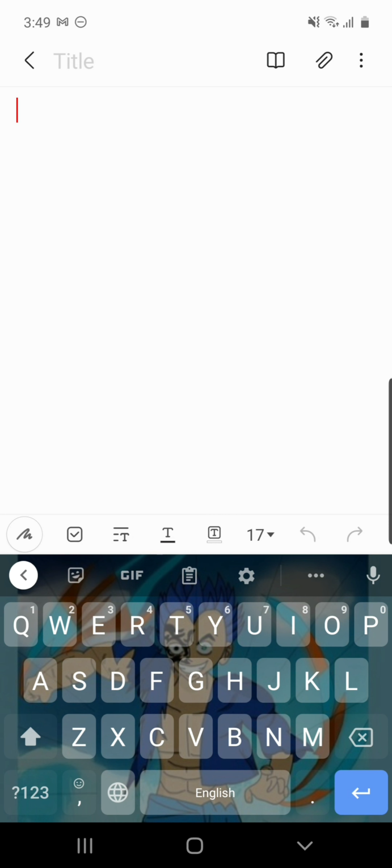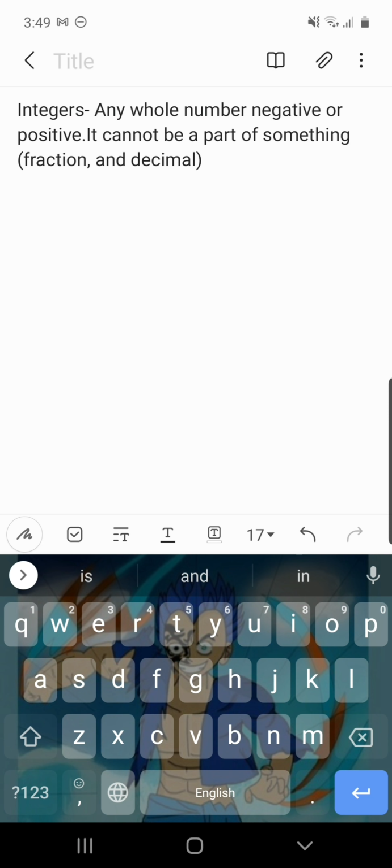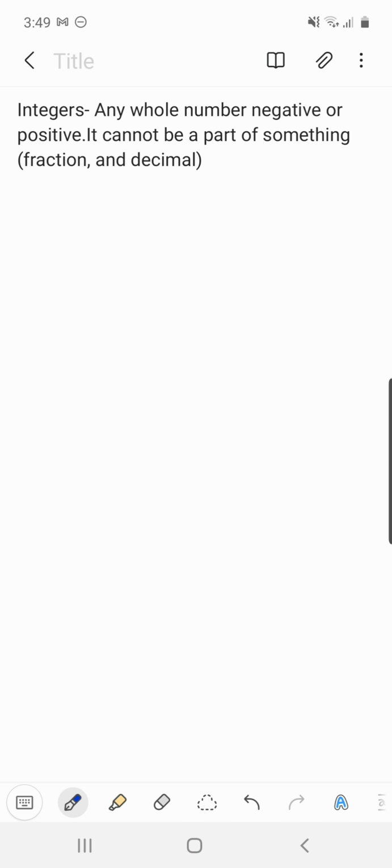Today we will be learning about integers. An integer is basically any whole number, negative or positive. Negative is below 0, so -1 right here, and you can make this a positive if it's +1. It cannot be a fraction or a decimal.